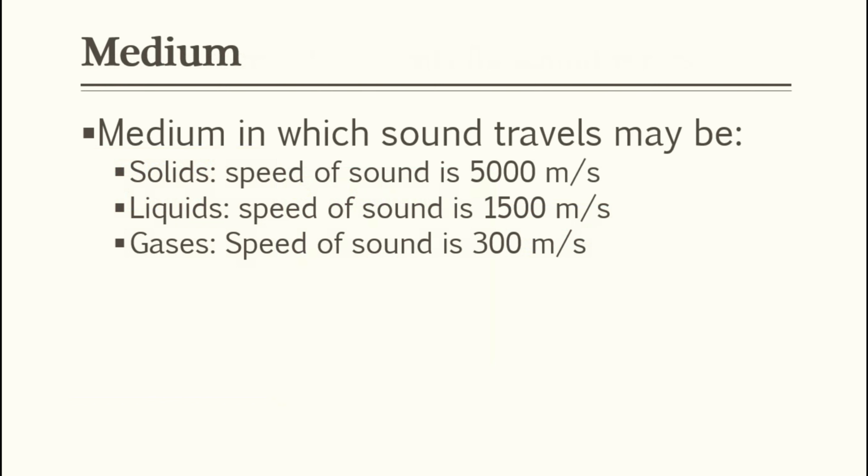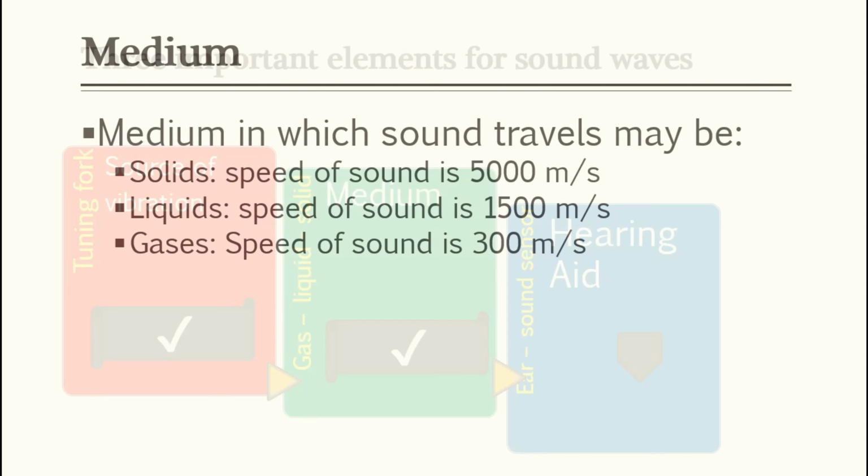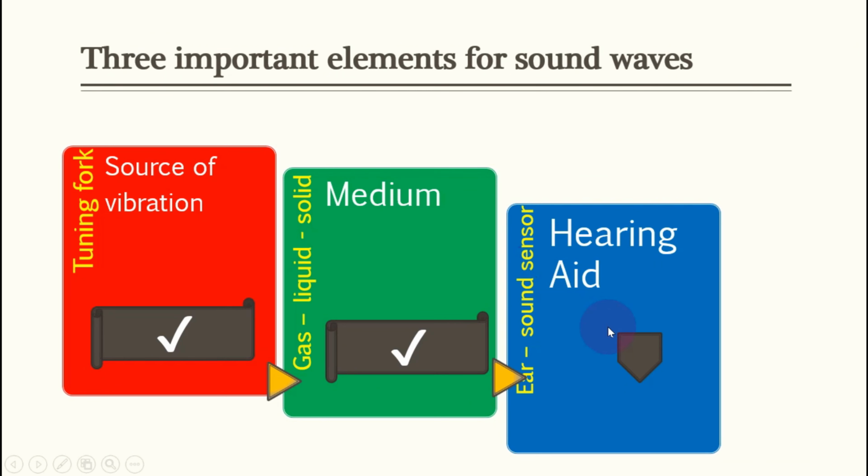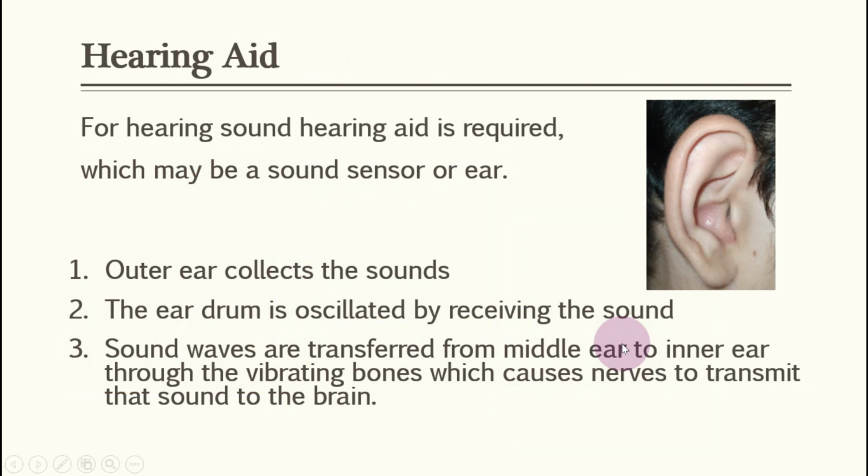Why is the speed of sound largest in solids? Because the particles of solids are very close to each other and they pass on the sound energy very easily from one particle to another. That is the reason for the largest speed of sound in solids. Now the third element is the hearing aid. Hearing aid may be a sound sensor or it may be the human ear.